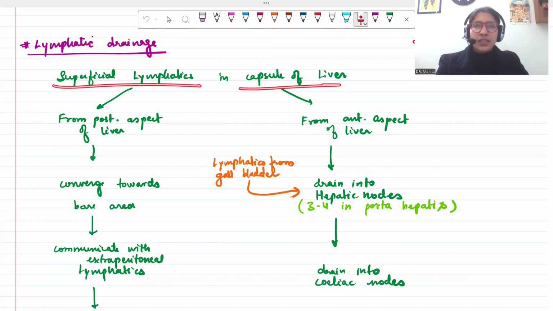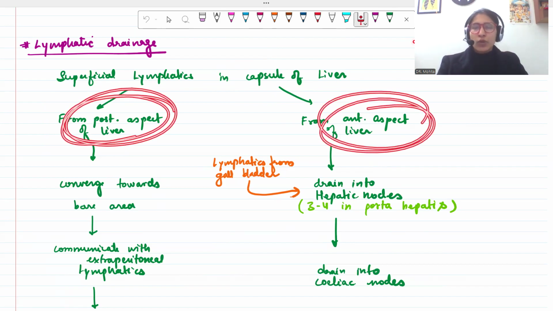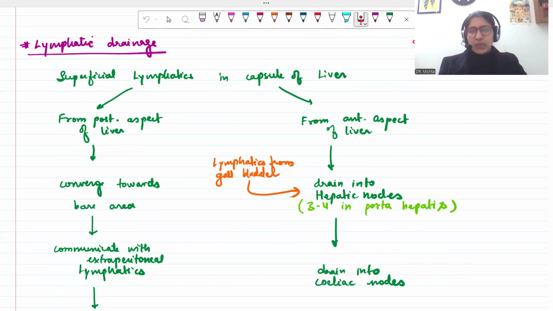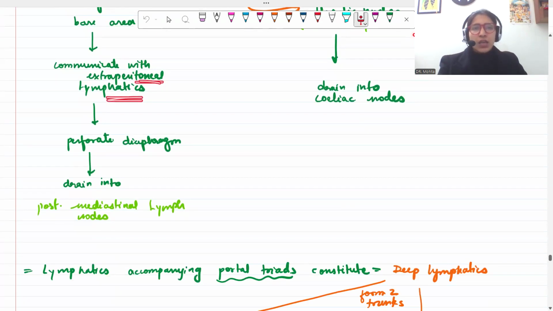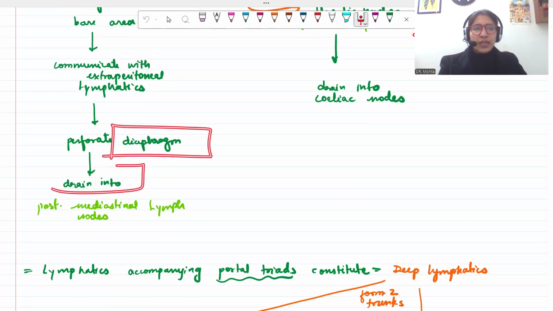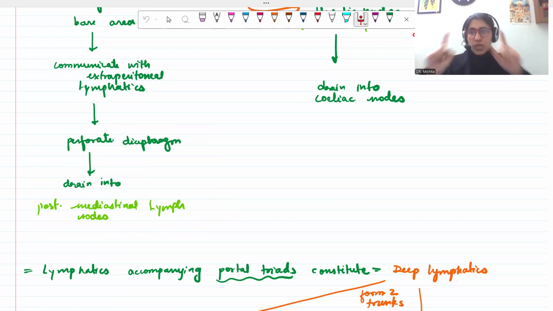Superficial lymphatics in the capsule of the liver, from the posterior aspect and from the anterior aspect. Very easy. Posterior aspect, they will converge towards the bare area and then they will try to go upwards. They will communicate with the extraperitoneal lymphatics, perforate the diaphragm, and drain into posterior mediastinal lymph nodes in the thorax.